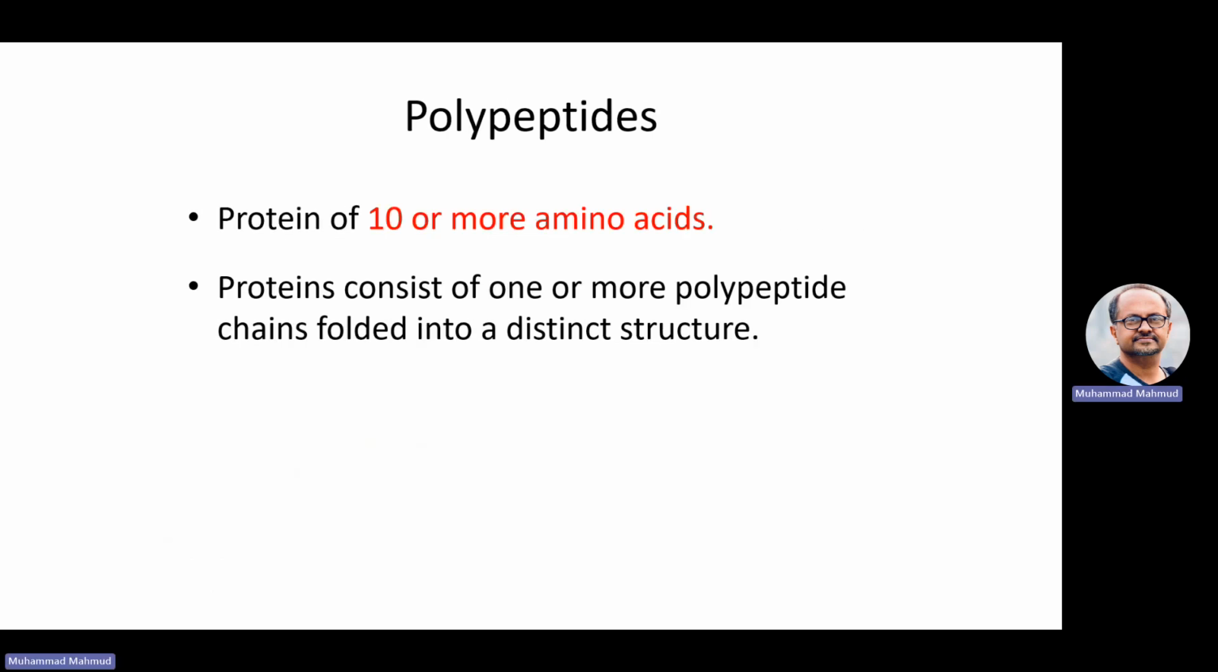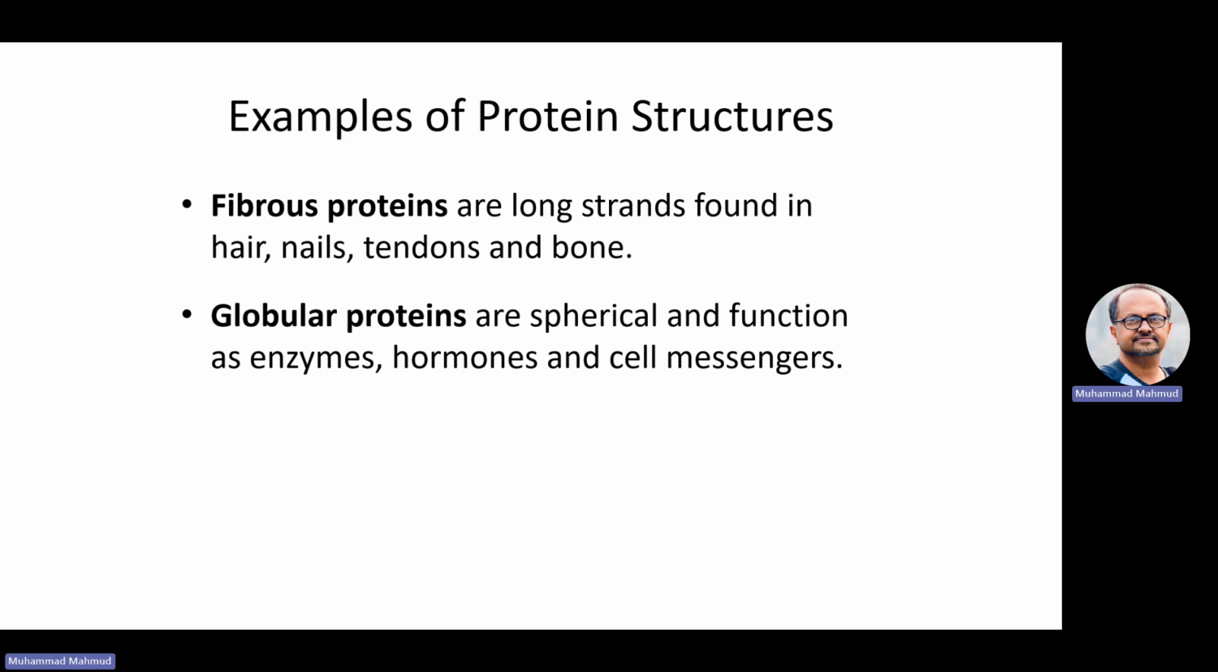What about polypeptide? Poly means many. When 10 or more amino acids are joined together, they will form polypeptides. And proteins consist of 1 or more polypeptide chains folded into distinct structure. That is the part coming up soon. But let's see what are the examples of protein structures.